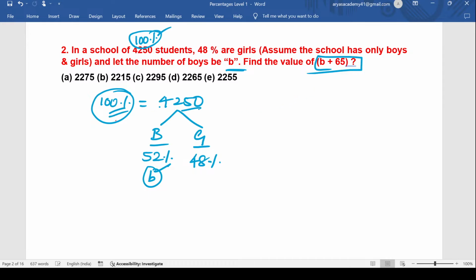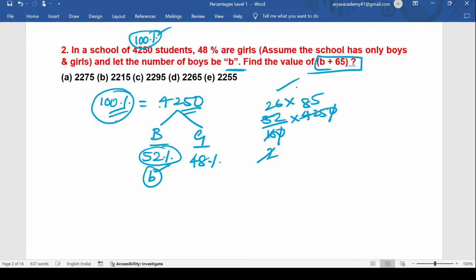So we know 100%. What we have to find out? We have to find out 52%, that is boys, plus 65. First find 52% of 4,250. This 0 and this 0 will obviously get cancelled. You can go with 5 if you want. 5 2s are 10. 5 8s are 40. 25 is left over. So 5 5s are 25. So there 85 is present. If you cancel this with 2, it is 26.